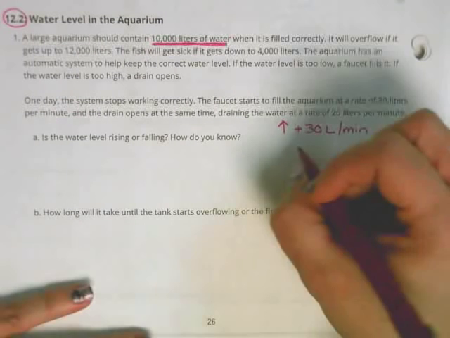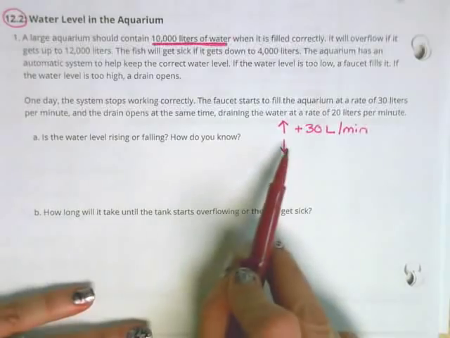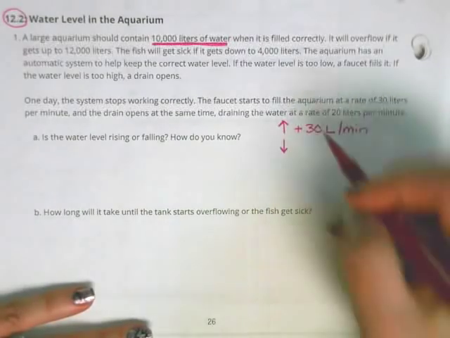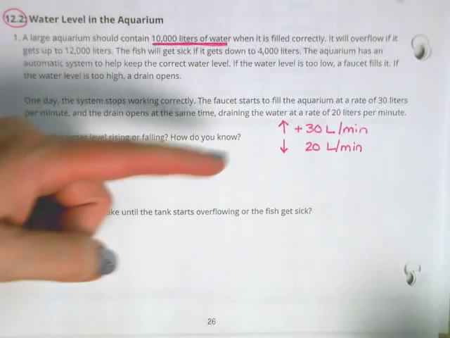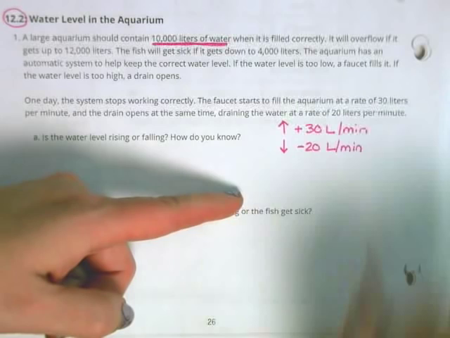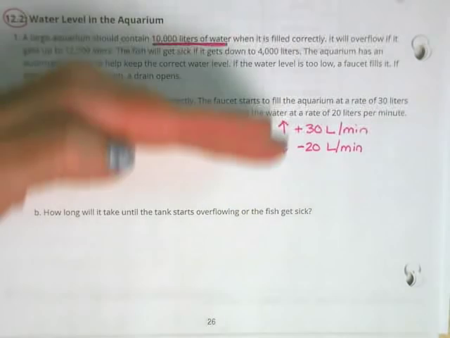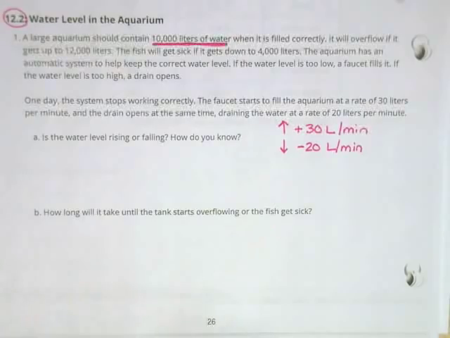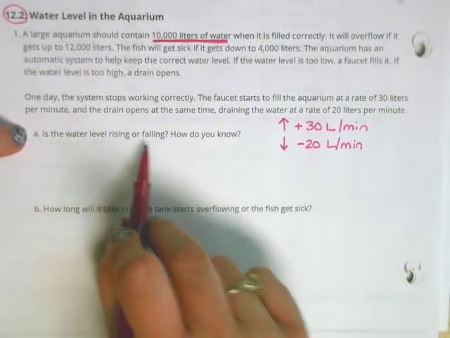But at the same time, the water level is going down because a drain opened. So it's draining the water at 20 liters per minute. So if we've got 20 liters per minute, but it's going down, what kind of a number would we want to use there? Yeah, I would say negative 20. That's a good representation for filling or draining, positive versus negative. All right, let's see what the questions ask us. Is the water level rising or falling, and how do we know?